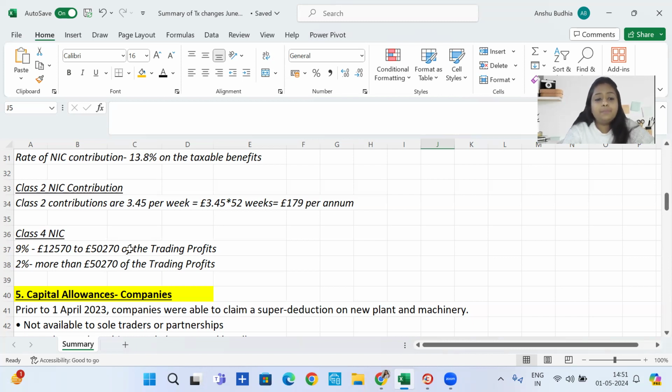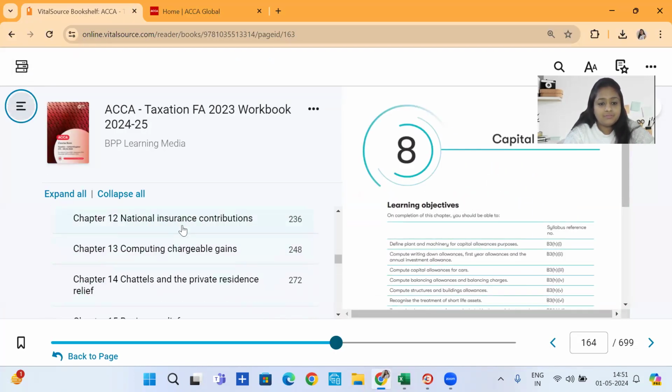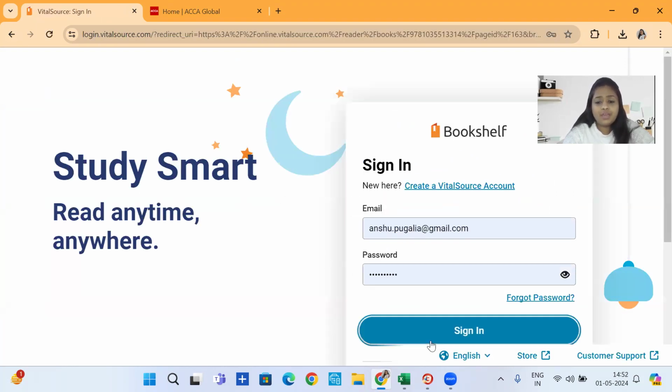I hope everybody is absolutely clear, with no questions or queries. If there are, then please type them in the chat box or the comment section, and I will take them accordingly. Let's just have a look at the NIC chapter.